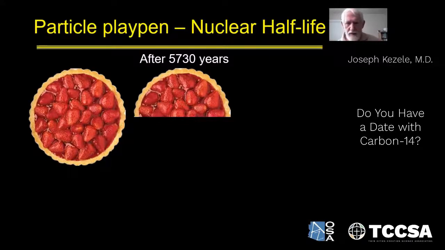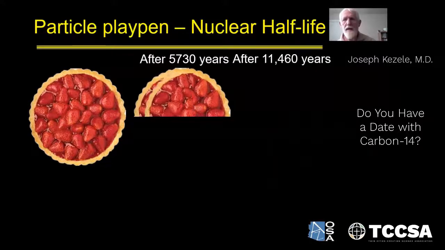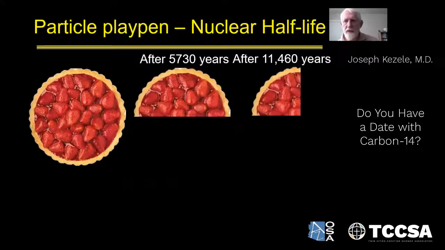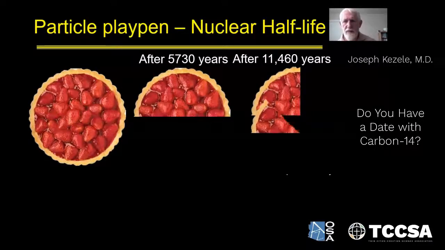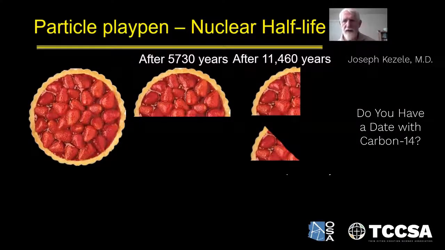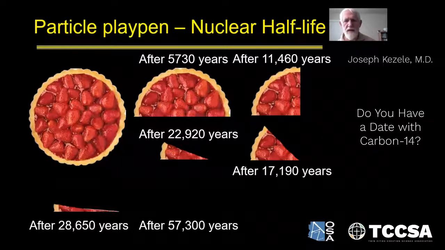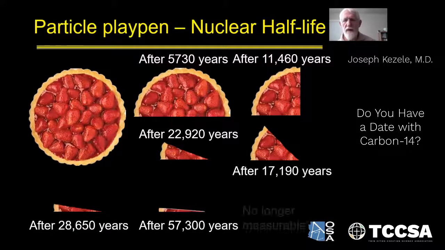So I'm using a pie as a way to illustrate this: for carbon-14 specifically, after 5,730 years, half of the original number of carbon-14 atoms will have decayed. In the next 5,730 years, half of the half will have decayed, so only a quarter of the original amount is left. As we keep slicing the pie, every 5,730 years it goes down to an eighth, a 16th, a 32nd, a 64th, and then it becomes so small that it's no longer measurable.